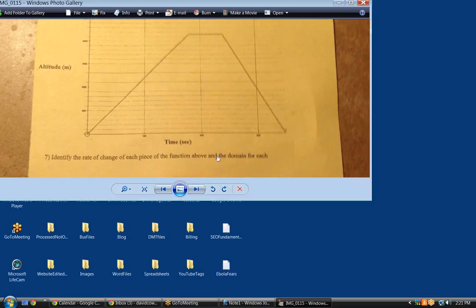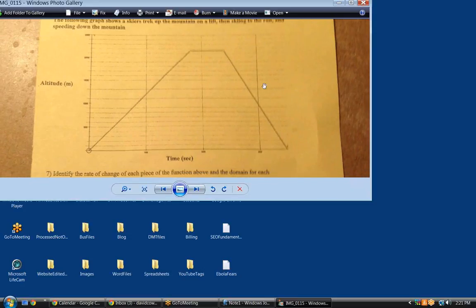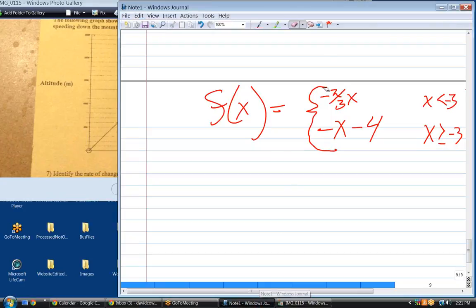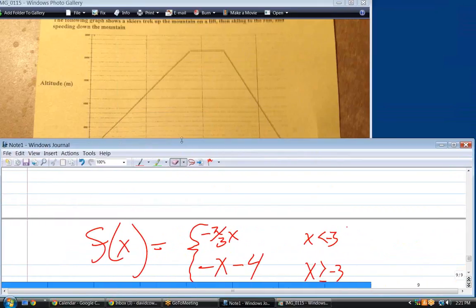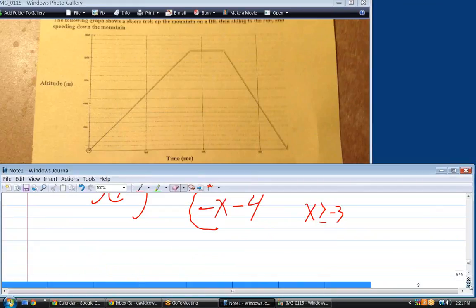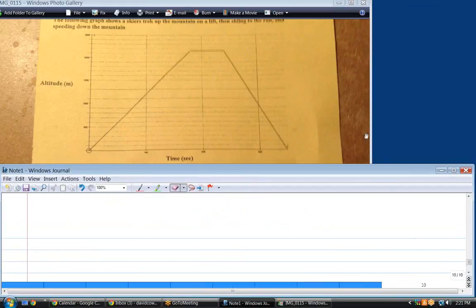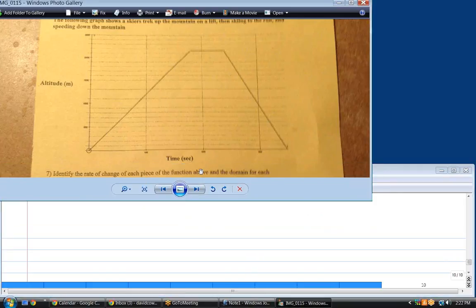Identify the rate of change of each piece of the function and the domain for each. Well, we got how many pieces of this function? If this were a piecewise function, how many domains would I have? 3. Correct. So let's talk about the first piece. When they say what is the rate of change, what do they mean? How much it's changing over time. Correct, but what else do we call that?